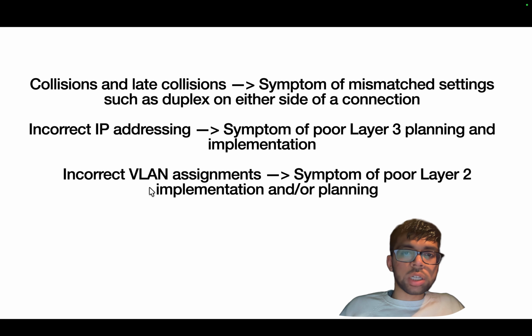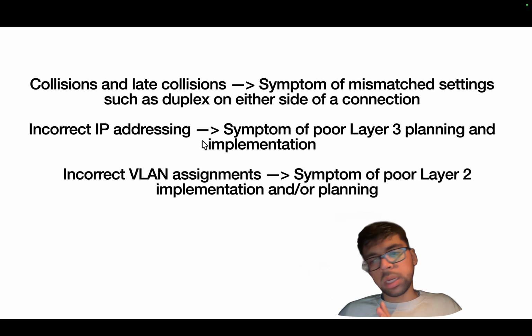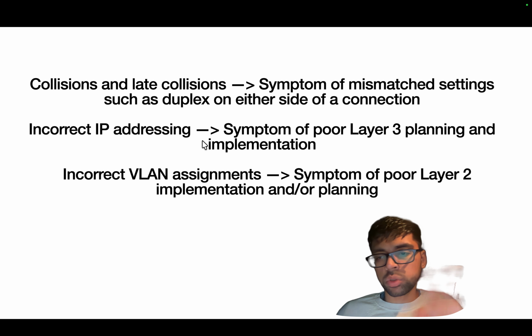Let's talk about incorrect IP addressing. That's a symptom of poor layer 3 planning and implementation, and incorrect VLAN assignments are a symptom of poor layer 2 implementation and planning. Remember, IP addressing, we're talking about layer 3. VLANs, we're talking about layer 2.